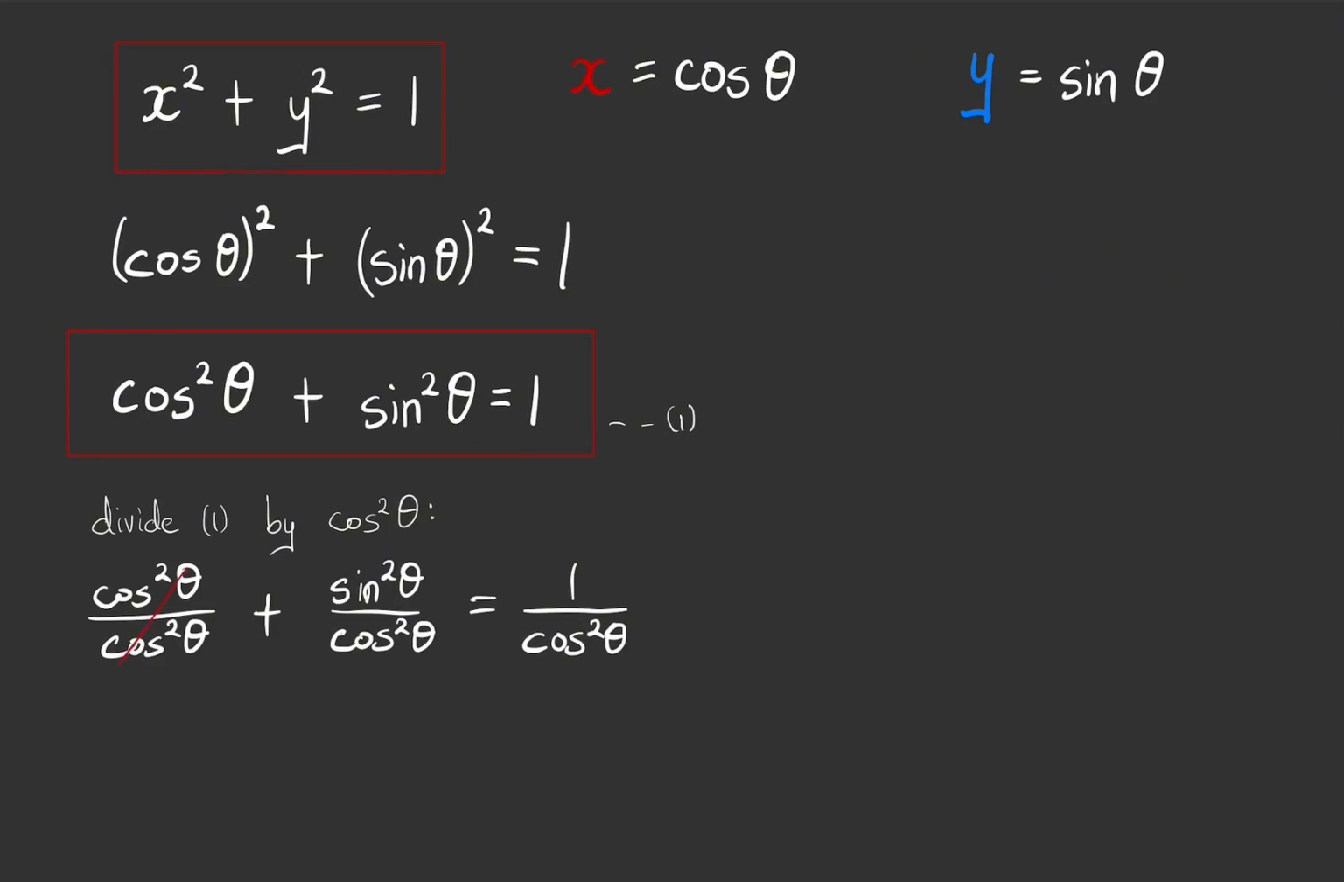Sine divided by cosine is tangent, and 1 over cosine is secant. So we can now conclude that from here we have 1 plus tangent squared theta equals secant squared theta. This is the second Pythagorean identity.